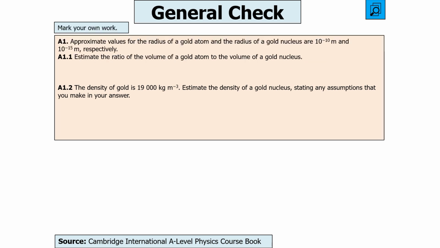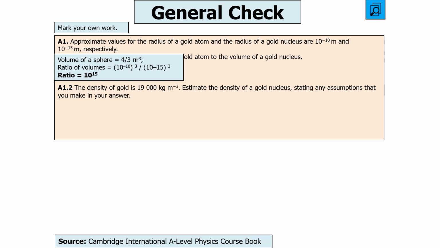Right, in this first one, we know the volume of a sphere, which we assume an atom and a nucleus to be, is 4/3 pi r cubed. So the ratio of the volumes is (10 to the minus 10) cubed over (10 to the minus 15) cubed, which leads us to a ratio of 10 to the 15. That is 10 to the 5 cubed, which is 10 to the 15.